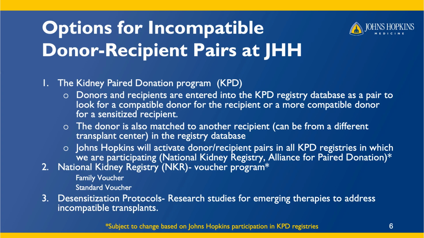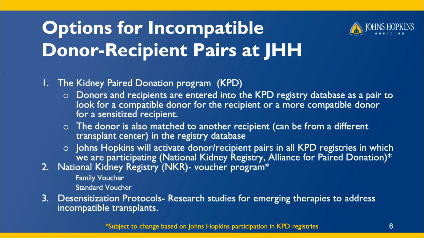At Johns Hopkins, we have several options available for incompatible donor-recipient pairs to help find the recipient a compatible live donor transplant. The first option is the Kidney Pair Donation Program, or KPD. In this program, donor and recipients are entered into the KPD registry database as a pair to look for the compatible donor for the recipient, or a more compatible donor for a sensitized recipient. At the same time, the donor is also matched to another recipient. This can be from a different transplant center in the registry database.